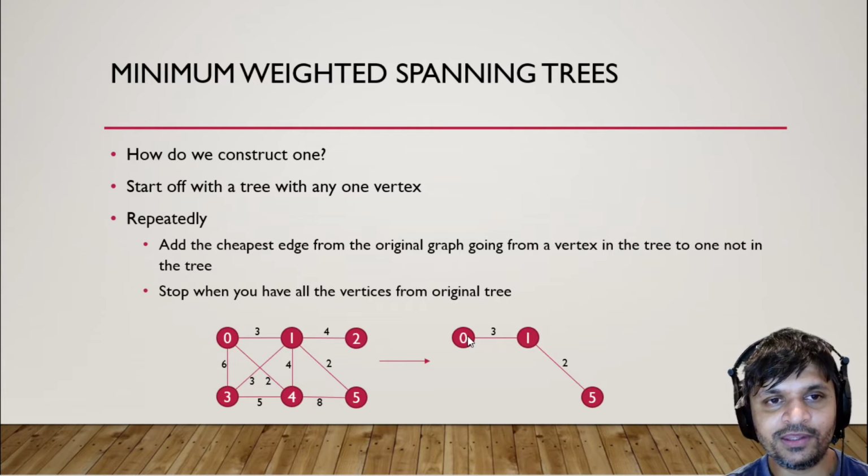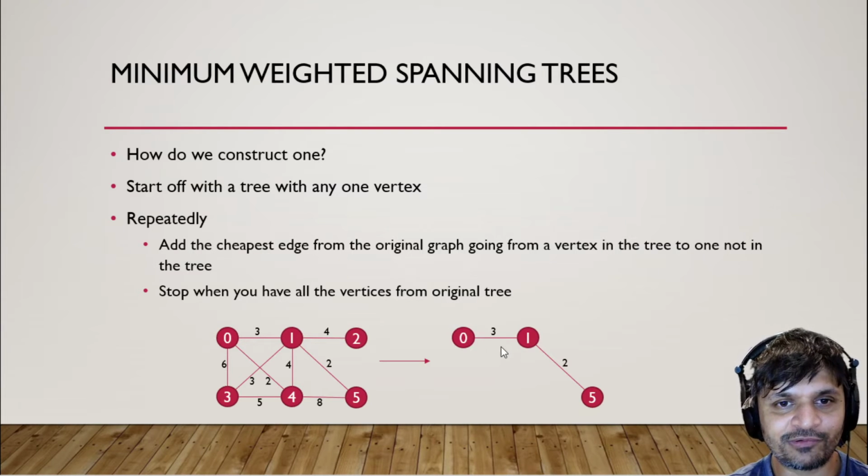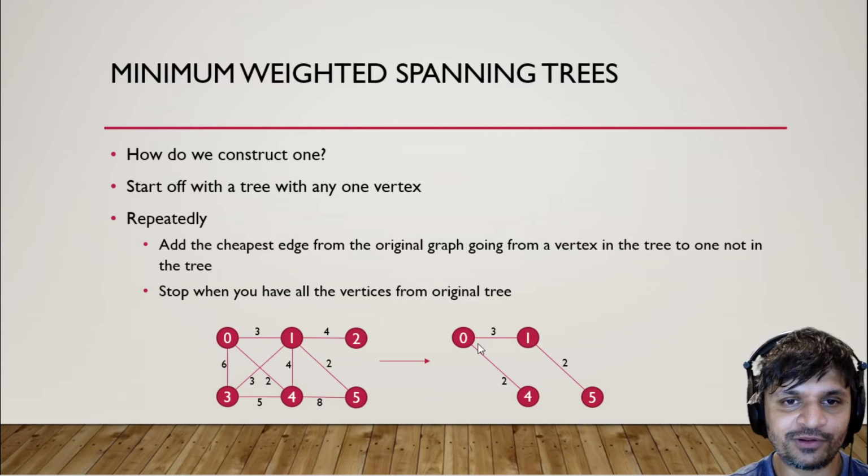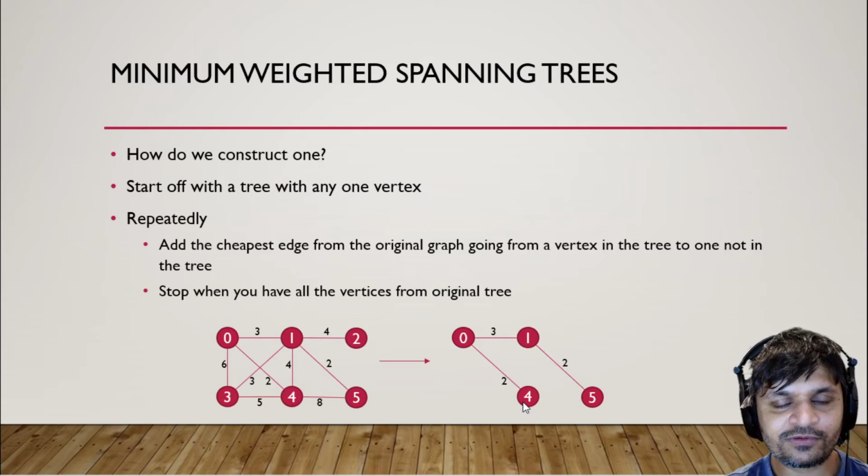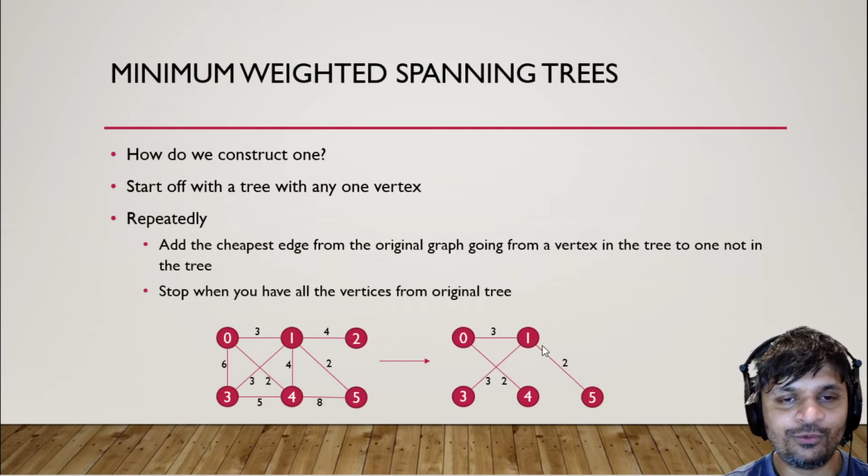Okay. And then, again, it's said repeatedly, so that means pick the cheapest edge going from a vertex in the tree to a vertex not in the tree, and that's going to be 0,4, which costs 2. Okay, so I've got the edge 0,4, which costs 2. Again, pick the cheapest edge going from a vertex in the tree to a vertex not in the tree. Now it's going to be 1,3, I guess. And so, we keep building this thing up.